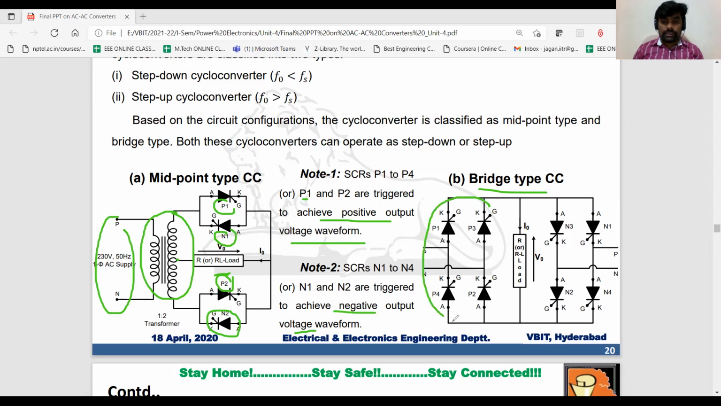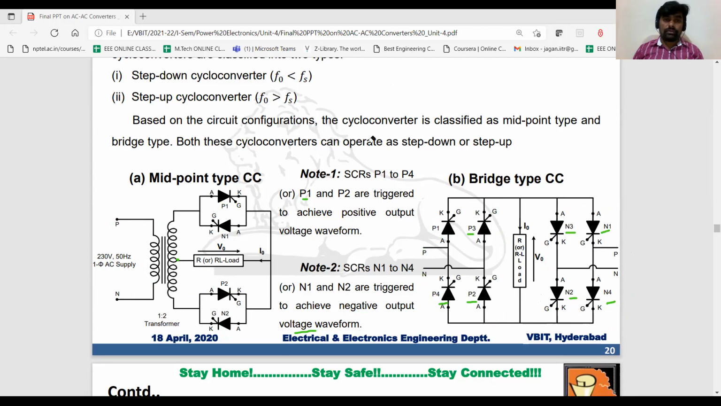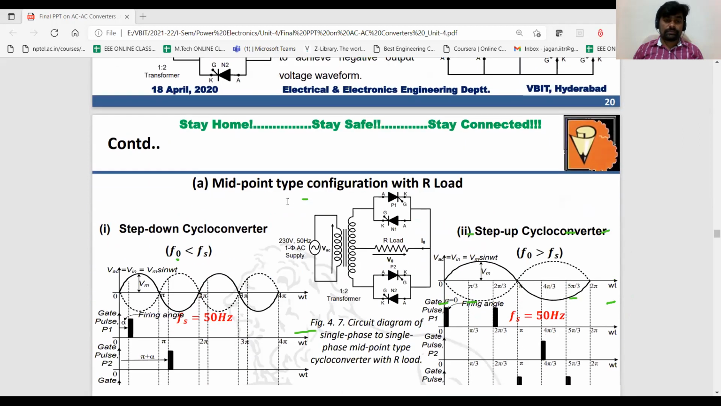Similarly, in this bridge I can see the thyristor notation P1, P2, P3, and P4. This bridge 1 is used to have controllable voltage over the positive half cycle. And you can see one more bridge, connected in anti-parallel, where you can find N1, N2, N3, and N4, right? These devices are triggered to control the negative half cycle of the AC waveform. So I will consider a bridge type configuration, which has 8 thyristors.